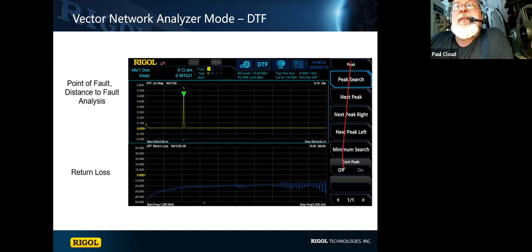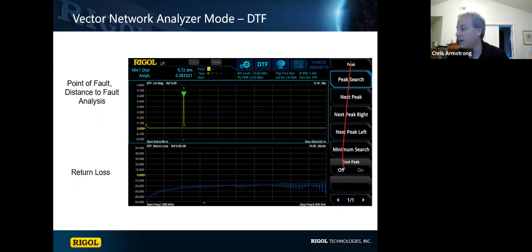Hey Chris, on that distance to fault, do you have multiple coax types programmed into your system? Is this something where you can set it to do distance to fault in feet or meters? Those are specific issues that I run into with instruments. So that was one of my questions.